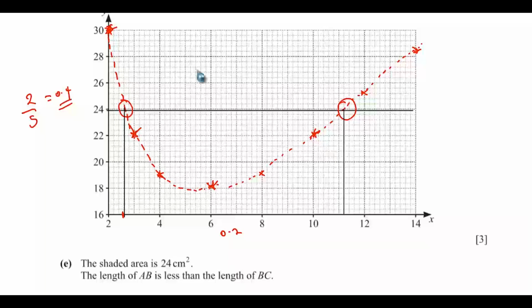So the first one will be, this is 2. Don't forget the value of a line here is 0.2. So we have 2, then 1, 2, 3. That is 0.6 plus 2. So it will be 2.6 for this one. And for this, how many lines will this be? 1, 2, 3, 4, 5, 6. So that is 0.2 times 6, that is 1.2. So that is 11.2. So the value here is 11.2. So these are the two values we're going to get here for the value of x.